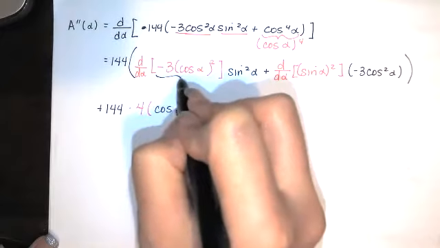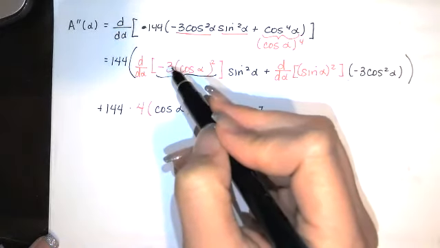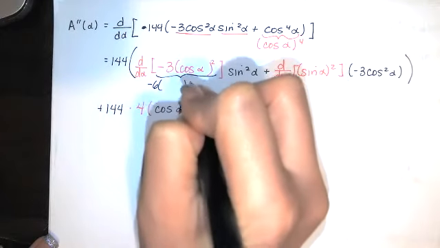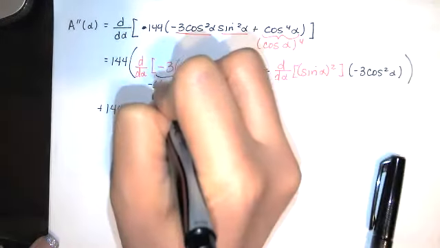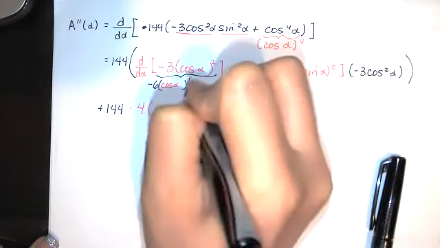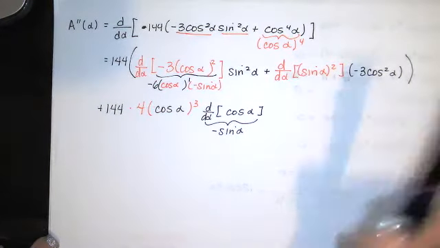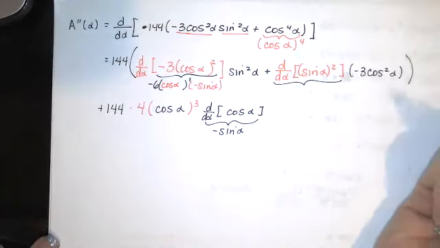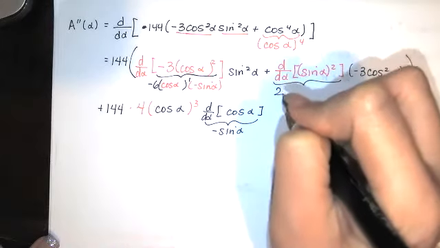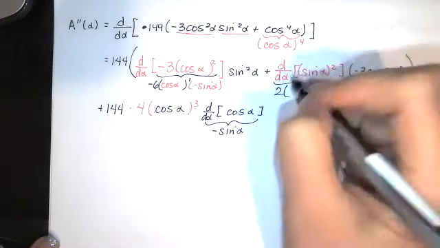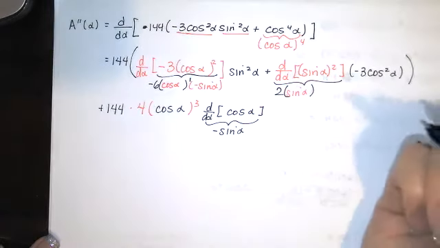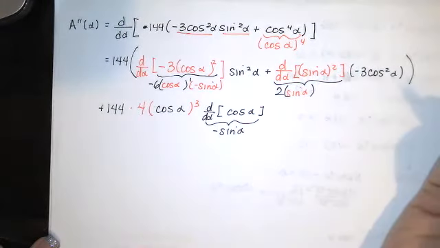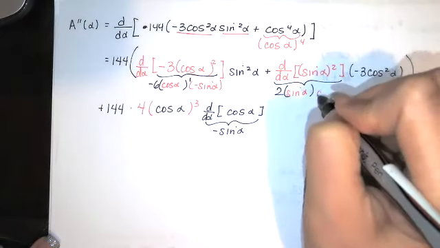Okay, and let's compute these derivatives. This one requires the chain rule. We've got negative 3 times a function squared. The derivative of that is negative 6 times the function to the first, and we multiply by the derivative of the inside. Derivative of cosine of alpha is negative sine of alpha. Over here, I've got a function squared. Derivative of a function squared is 2 times that function to the 1 less power, but 2 minus 1 is 1, times the derivative of the inside. Derivative of sine is cosine.